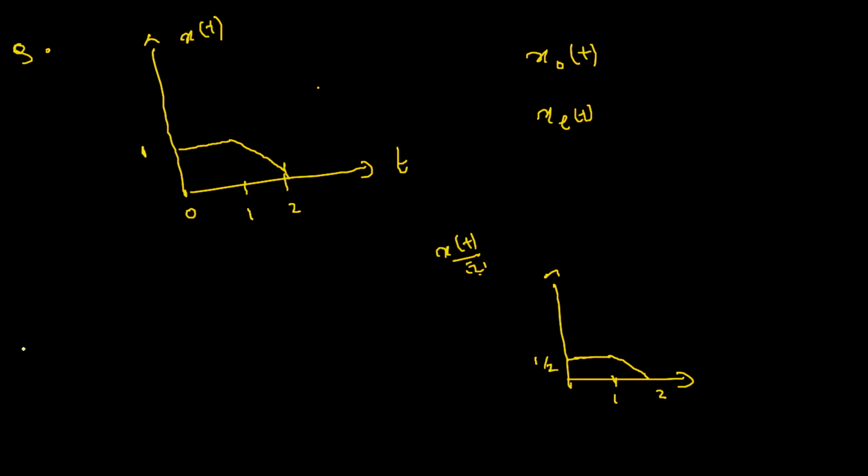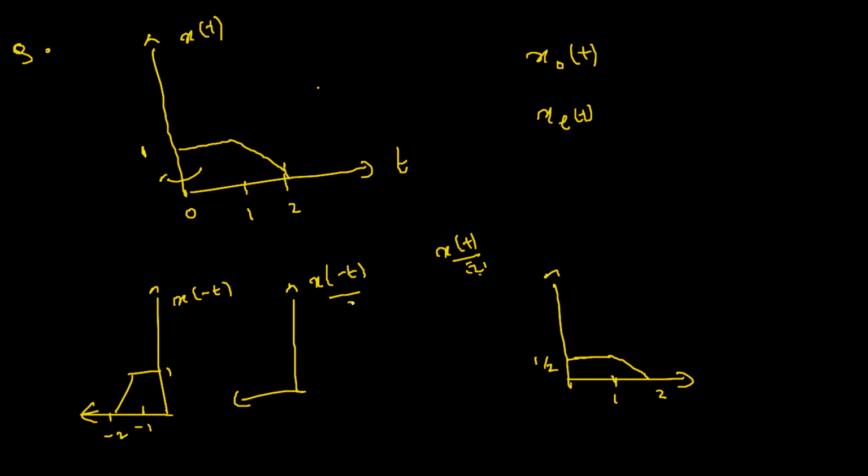Now let's also find x of minus t by 2. In time reversal, what happens? We flip the graph about the y-axis. So this is my x of minus t. Now to find x of minus t by 2, we just amplitude scale it here, and we get x of minus t by 2. So this is half, this is minus 1, and this is minus 2.